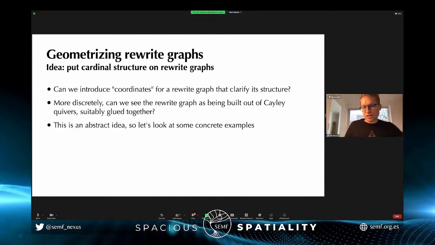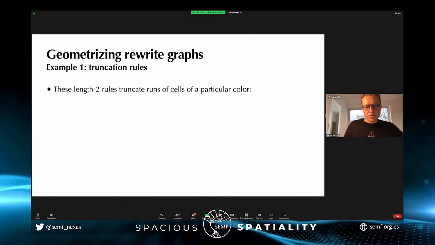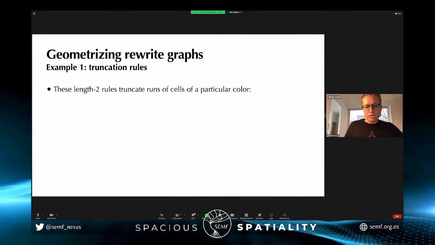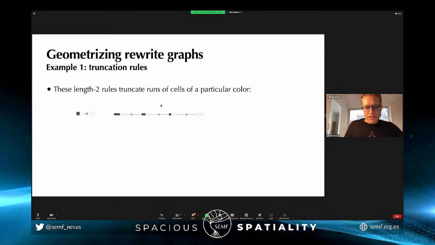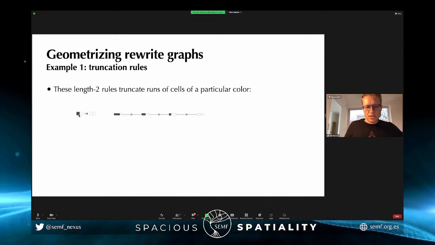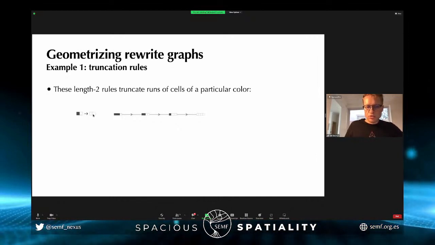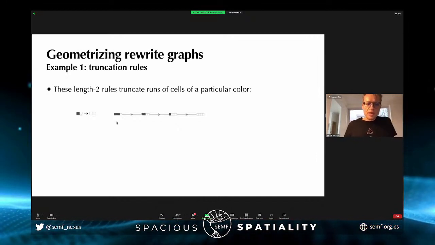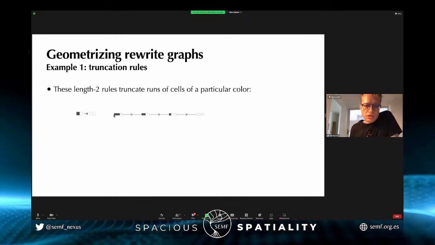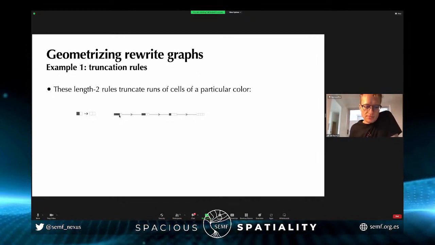So let's look at some concrete examples. The first example is going to be very simple. It's going to be a string rewriting system in which the rule says, if you see a black cell and then a white cell, rewrite that to be two white cells. And let's look at what happens when we start with the initial condition of black, black, black, white.